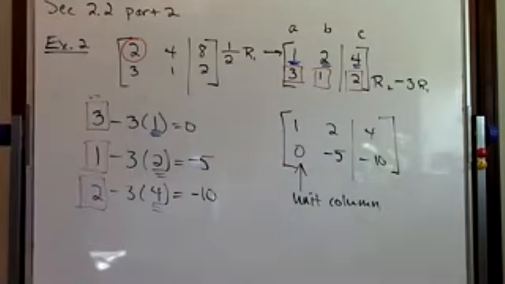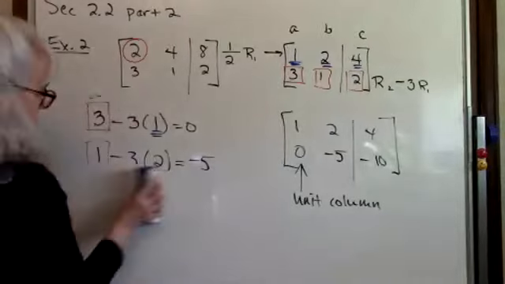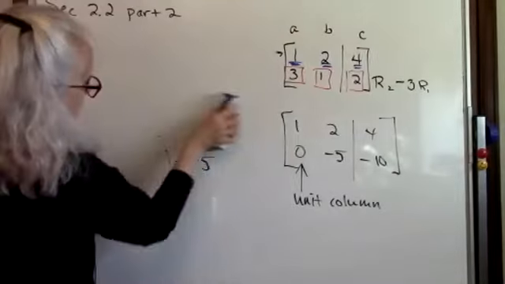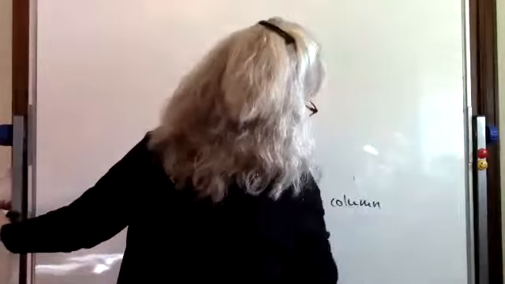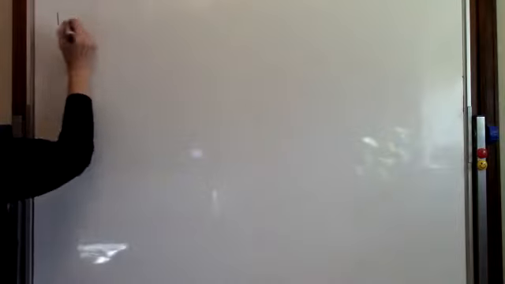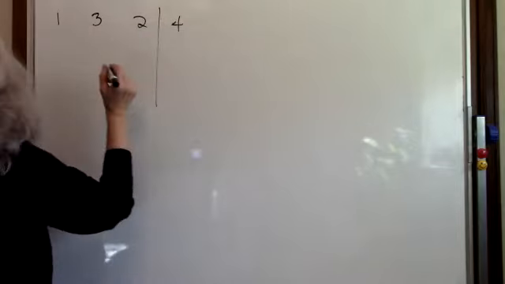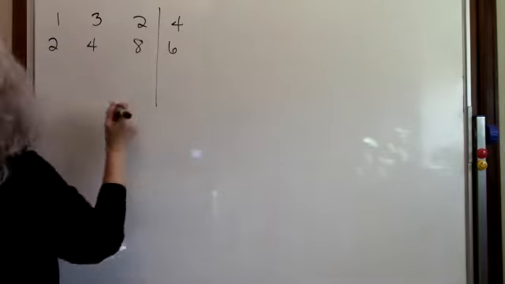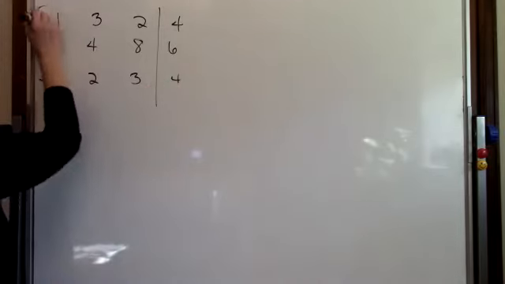Let's try a little bit larger one. So now we're going to do a 3 by 3, a system of 3 equations and 3 unknowns, just for more practice. So this example, we have a 1, 3, 2, and a 4. We have 2, 4, 8, 6, and then we have a negative 1, 2, 3, and 4.